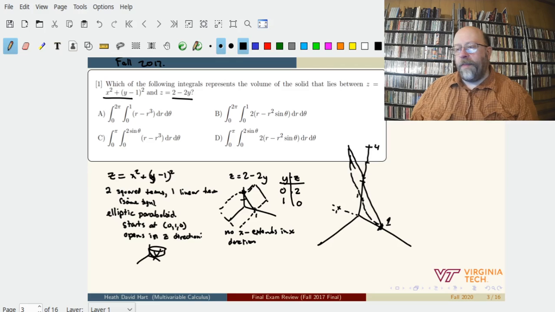And then the paraboloid comes around from this. As the plane comes out from the paraboloid, I'm not drawing this very well. Maybe it'll help if I drew the plane here in red.